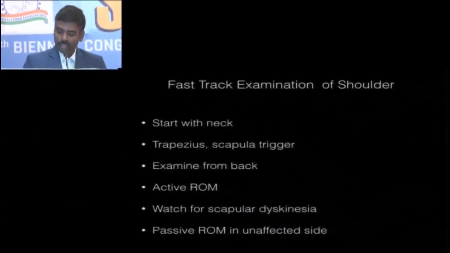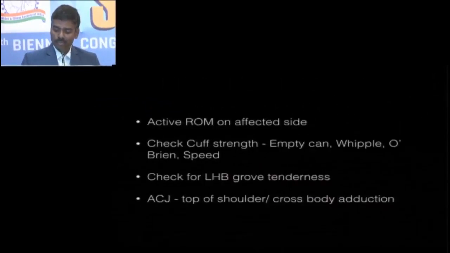I always look for a scapula and a trapezius trigger, because this is what is taking a lot of patients to a clinic, especially the software engineers, people who are in the office a lot of time. Always examine the patient from the back to start with. I look for active range of movement. I watch the scapular movement, look at the dyskinesis, and then go for passive range of movement on the unaffected side. Once I'm convinced with passive external rotation on the unaffected side, I start with active range of motion on the affected side, and then I check the cuff strength, groove tenderness, and ACJ.